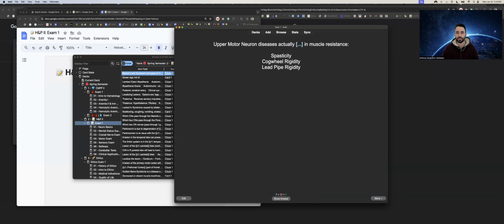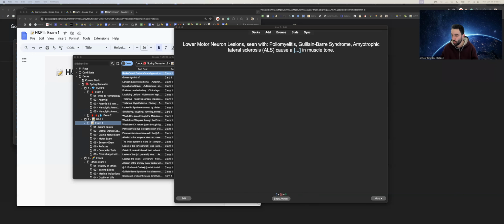Upper motor neuron disease causes an increase in muscle resistance. Lead pipe, cogwheel. So Parkinson's is an upper motor neuron disease. I mean, it's in your basal ganglia. So I guess, is that even what an upper motor neuron is? On a very fundamental level, what is that?